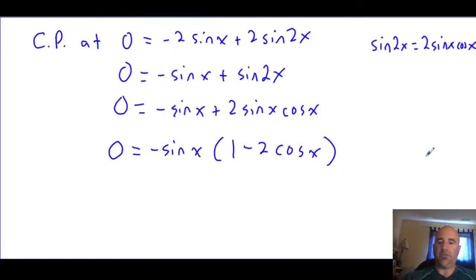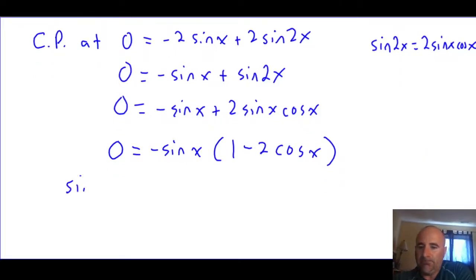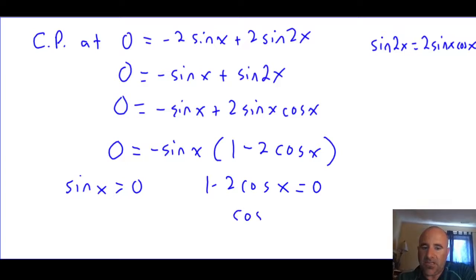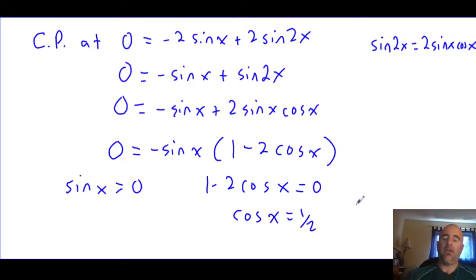Okay, which gives me some options. Either sine x equals 0, or 1 minus 2 cos x equals 0, which means that the cosine of x would have to be 1/2. Okay, now when does that happen? Well, there are lots of values where the sine of x is equal to 0.